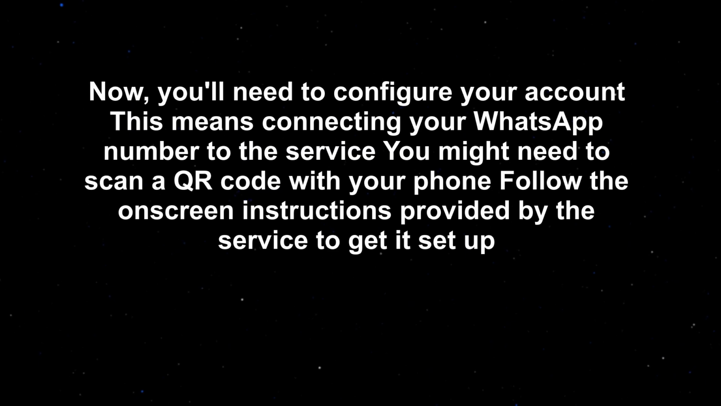Now, you'll need to configure your account. This means connecting your WhatsApp number to the service. You might need to scan a QR code with your phone. Follow the on-screen instructions provided by the service to get it set up.